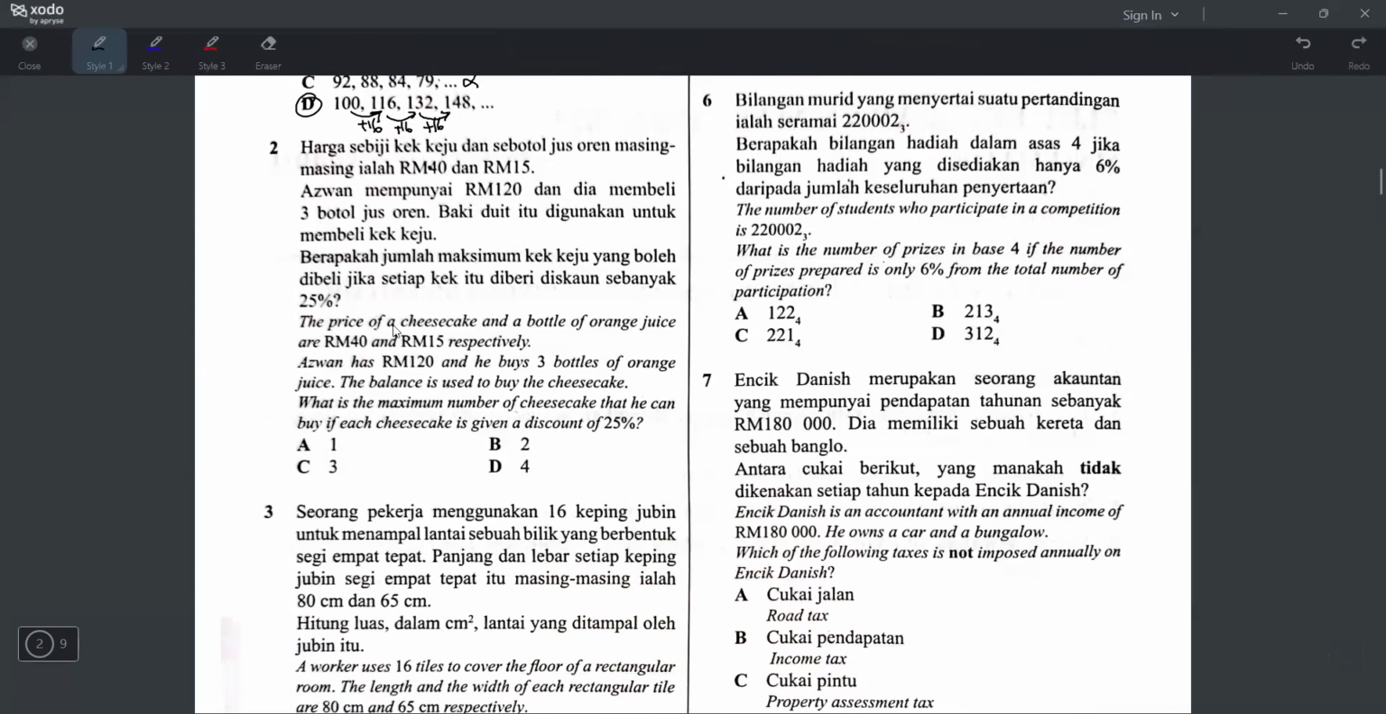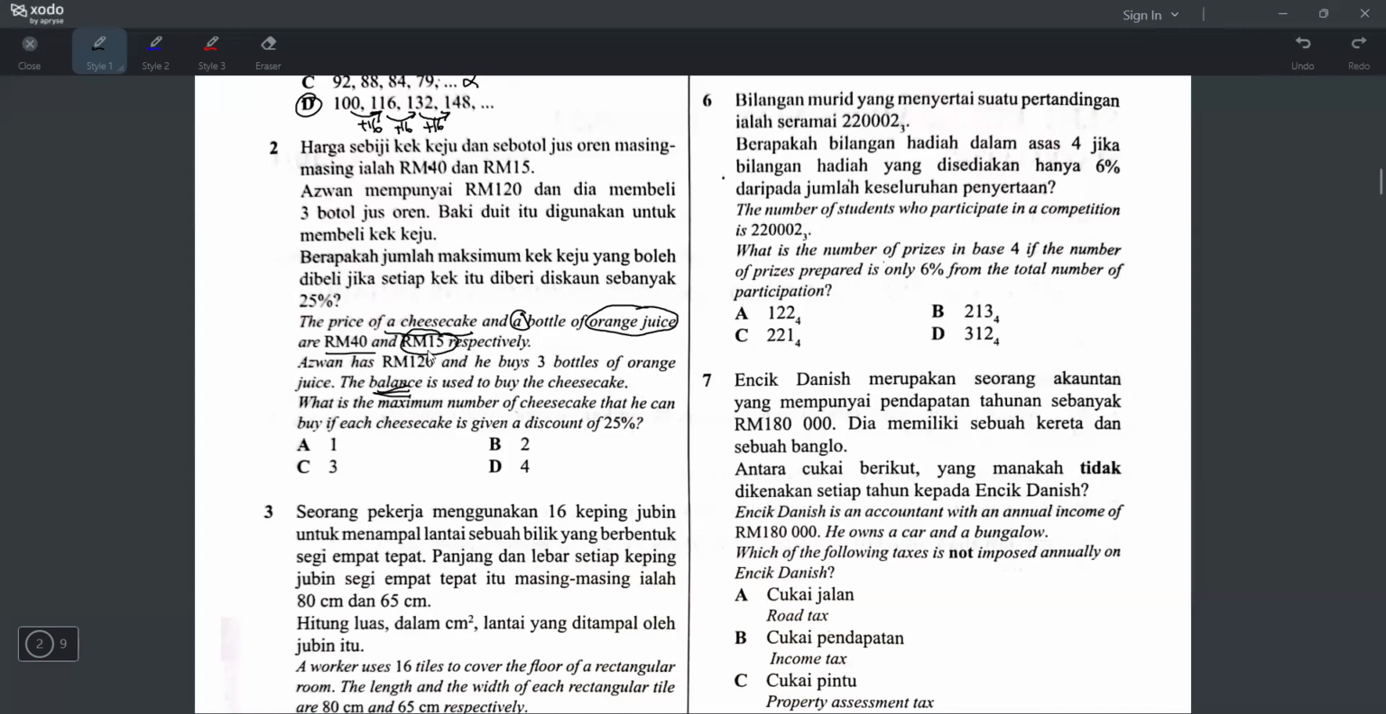Number 2. The price of a cheesecake and a bottle of orange juice are 40 ringgit and 15 ringgit respectively. So price of one cheesecake, 40 ringgit. Price of a bottle of orange juice is RM15. Azwan has 120 ringgit and he buys 3 bottles of orange juice. The balance is used to buy the cheesecake. What is the maximum number of cheesecake that he can buy if each cheesecake is given a discount of 25%? Okay, let's try to find the balance first.